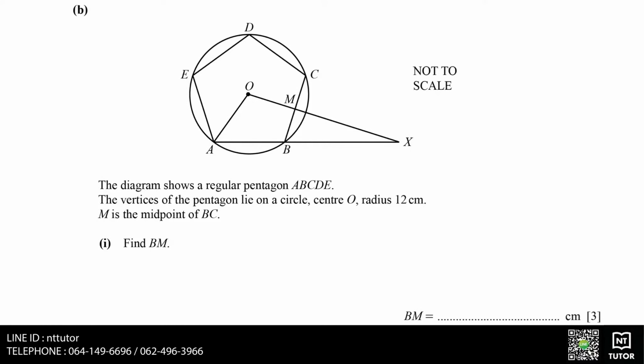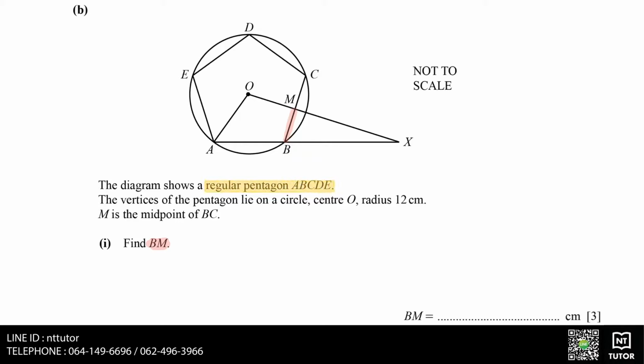B. The diagram shows a regular pentagon ABCDE. The vertices of the pentagon lie on a circle center O radius 12 centimeters. M is the midpoint of BC. Find BM. The question says that it's a regular pentagon.